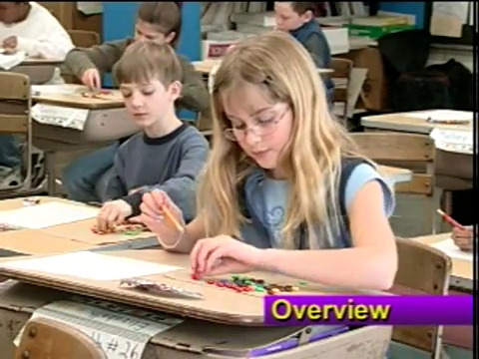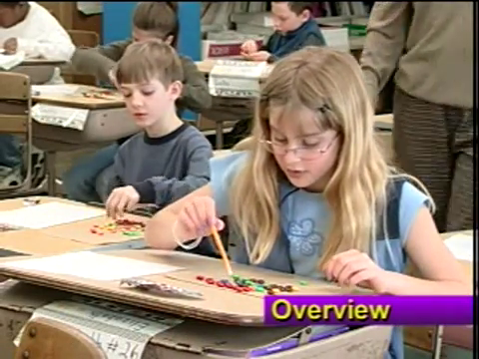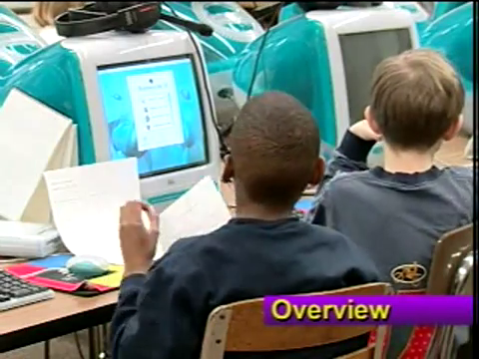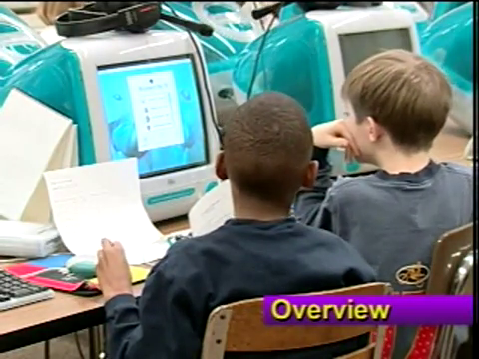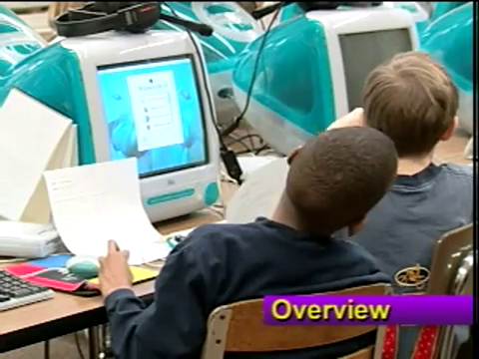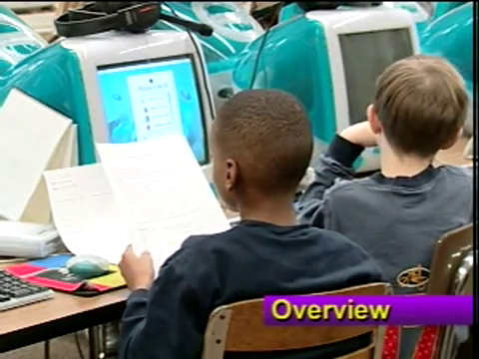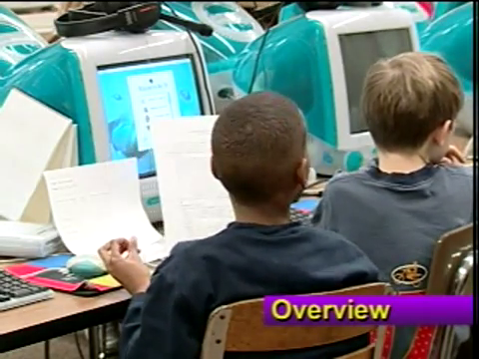They sorted them, they counted them, they made a graph of them, and then we brought that information to the computer lab where they made a spreadsheet of the information and decided which one of the graphs that they thought would be best to represent the information that they did have.